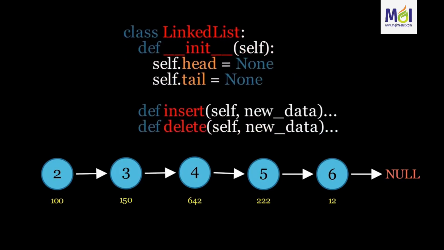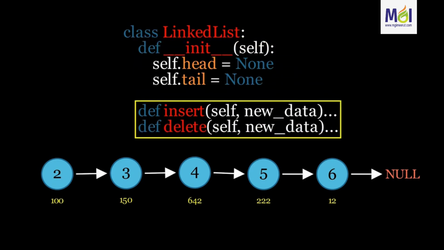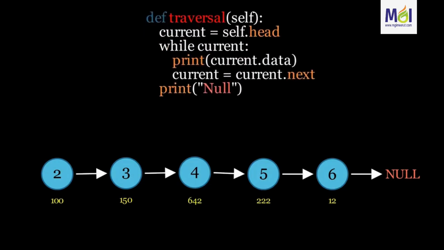Then, we'll create the class LinkedList. In this class, we'll define the member variables head and tail to keep track of the first and last nodes of the list. After that, we'll define the other operations we need to manage our linked list, such as insertion and traversal. Let's first start with the traversal operation.